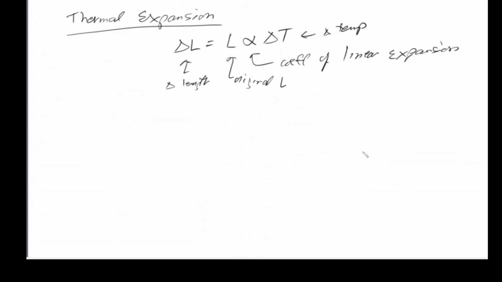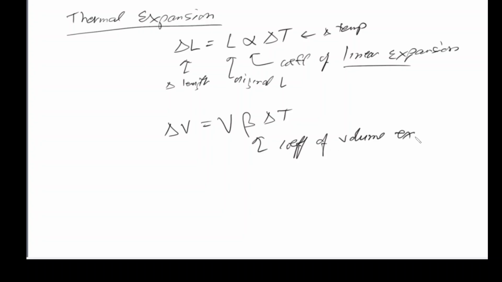Now, this is linear expansion. Now, you can have expansion in 3 dimensions, such as a sphere or a block of copper. And we have a volume expansion then. And that's calculated by the change in volume is equal to the initial volume times the coefficient of volume expansion times the change in temperature. That's the coefficient of volume expansion.